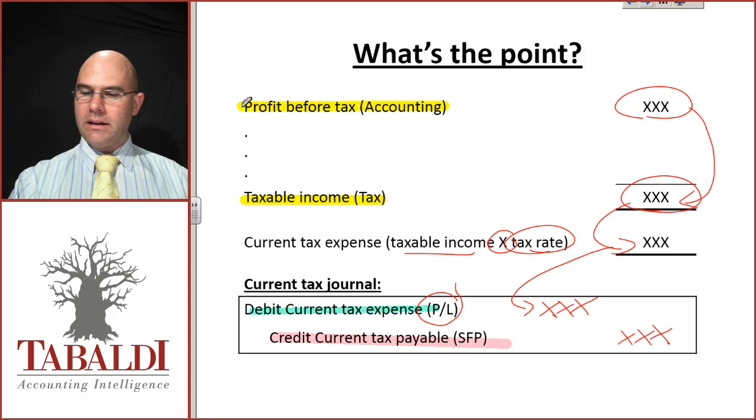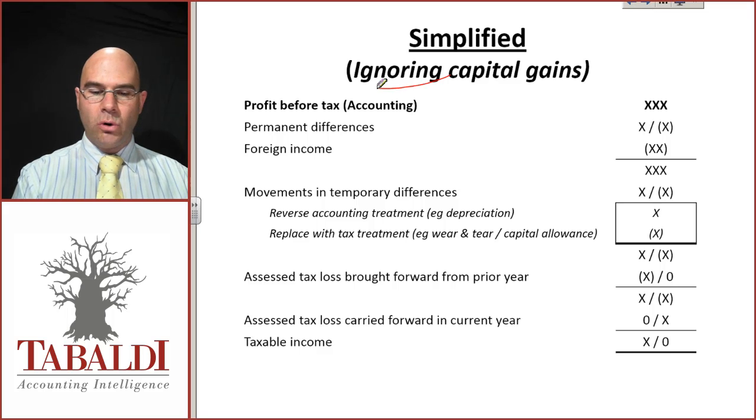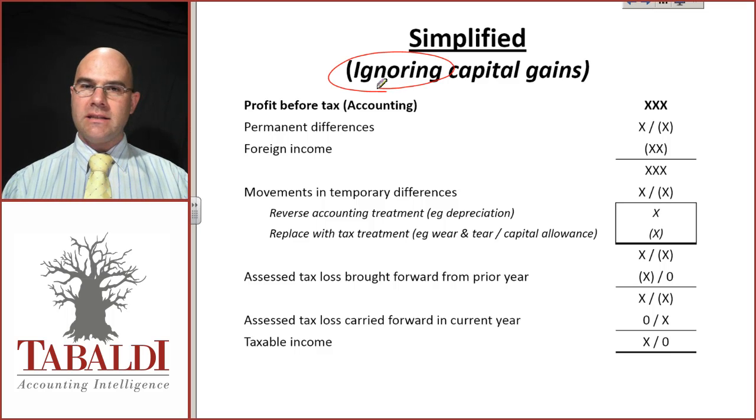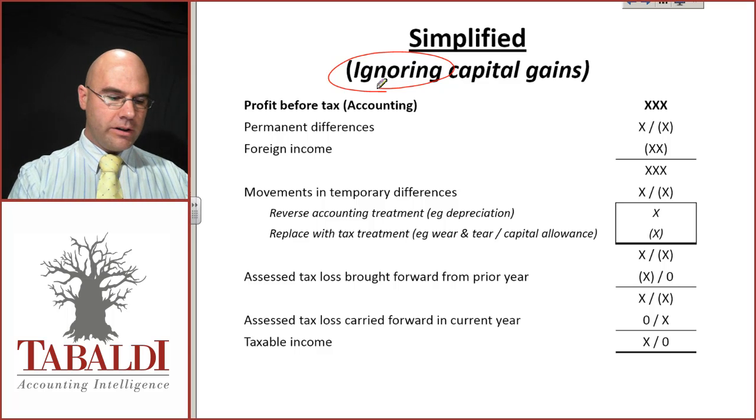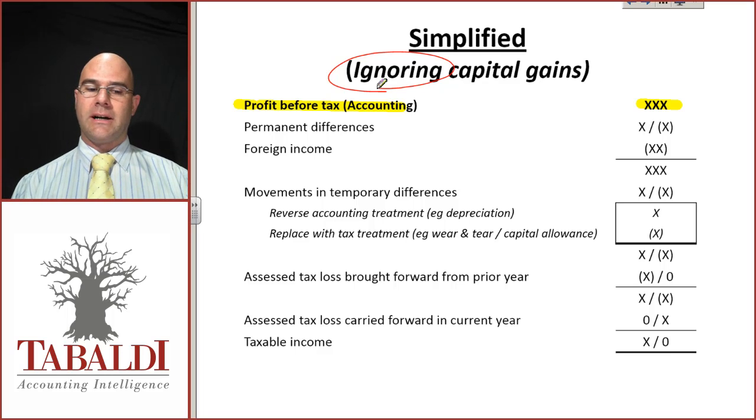Great, big picture in mind. Let's have a look at a basic format. Now this format, please, I've ignored any effects of capital gains. We will deal with that in a future lecture in a more complex topic. Okay, so starting off, get your accounting profit before tax. That must match up to your statements of profit and loss and OCI.